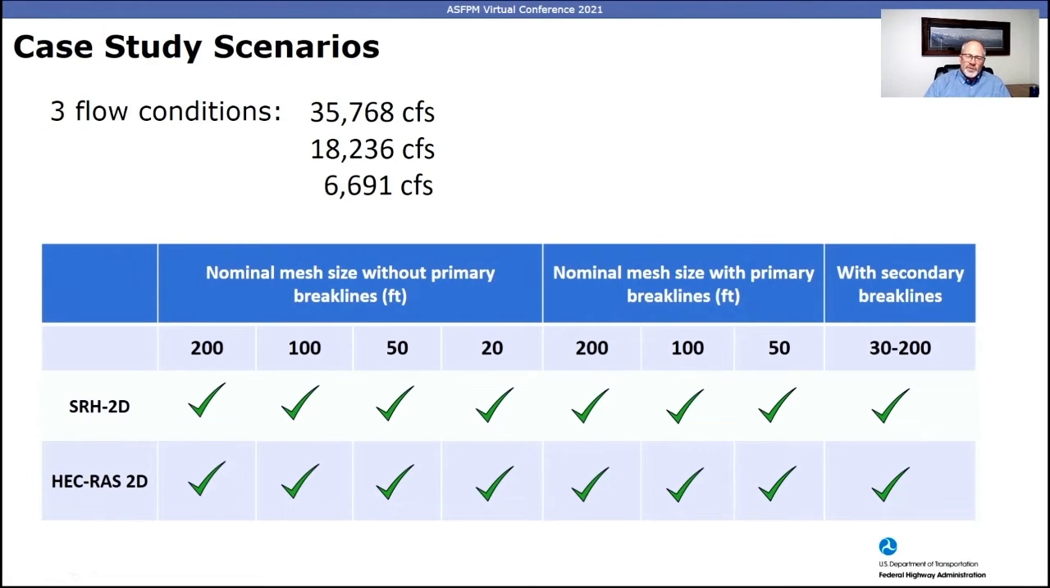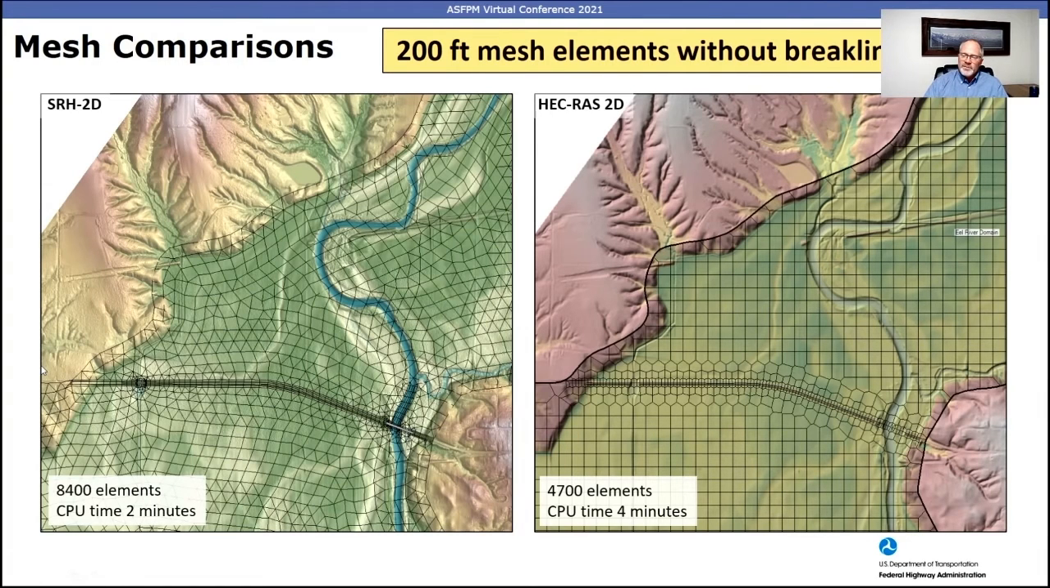Okay. So in the following slides, I'm going to show you an example of what each mesh looked like, and then a quick overview of what the results were. But not to worry if I go too quick for you. At the end, I'll show you a summary of all of the conditions and the results for the low flow simulations. So to start with, here's just a quick look at the 200-foot mesh elements for both 2D models, SRH-2D on the left, HEC-RAS on the right.